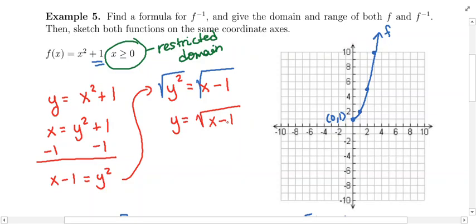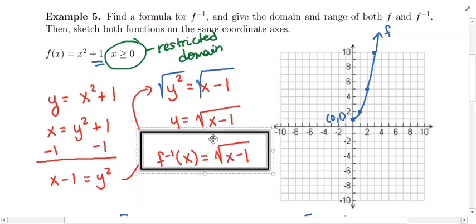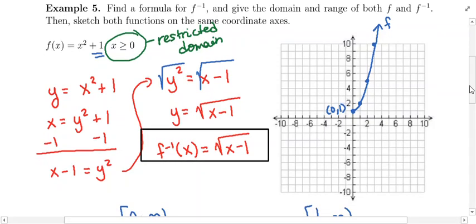So the last step will be to replace y with the f inverse of x notation. The inverse function is going to be the square root of x minus 1. So here you go, this is going to be the inverse function. Now we're going to go ahead and graph this guy on the same grid. This is another parent function with a transformation. Here the parent function is the square root of x.